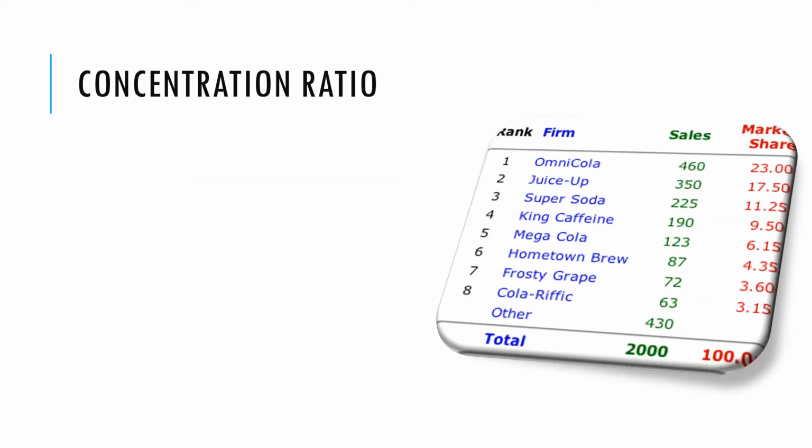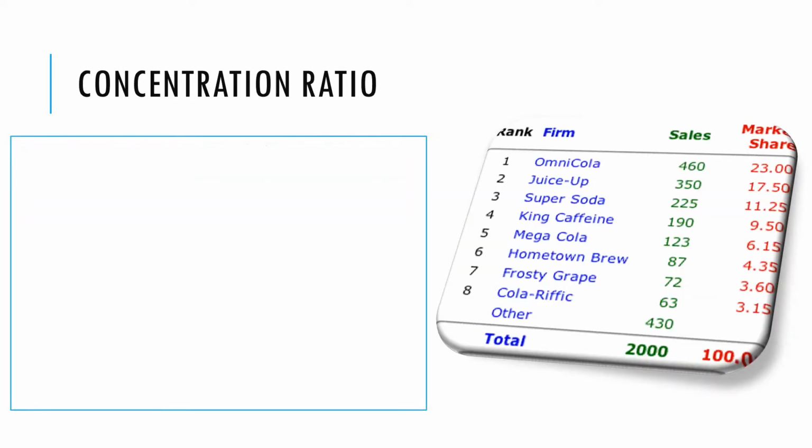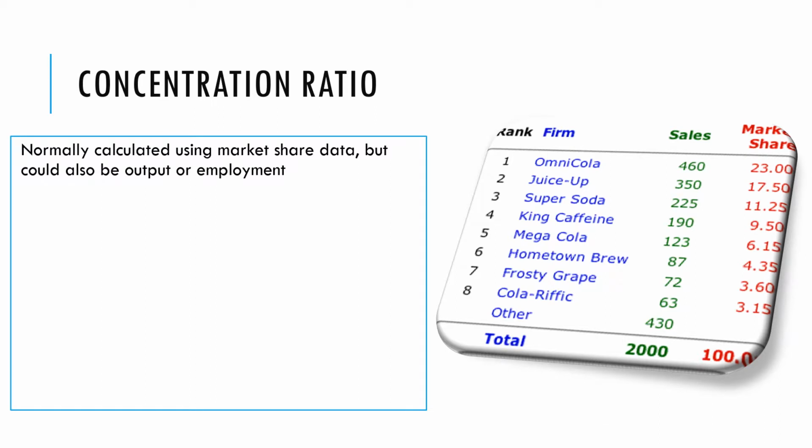So what is a concentration ratio and how do we calculate it? Well, this is normally calculated using market share data. So on the right hand side here we have a number of different drinks companies. We have their sales figures, and then the market share is the percentage of sales for that company as a percentage of the whole market. So here 460 out of 2,000, all the sales, 23% market share.